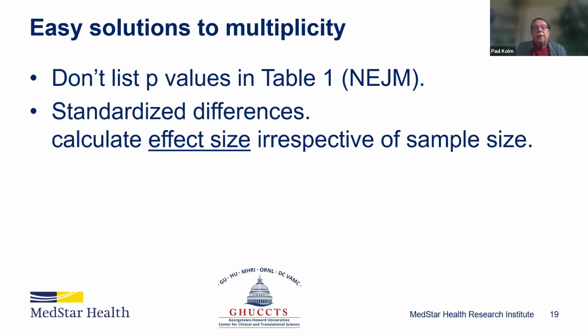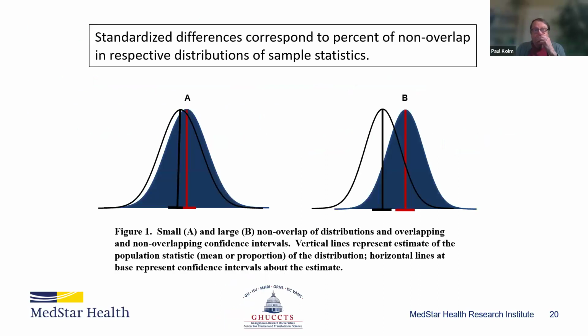So that's a better comparison for your non-primary outcomes, or the outcomes that you're really interested in. And I'll just quickly give you some examples here, or define what a standardized difference is. Basically what it's looking at is the percent of non-overlap in the respective distributions of the sample statistics.